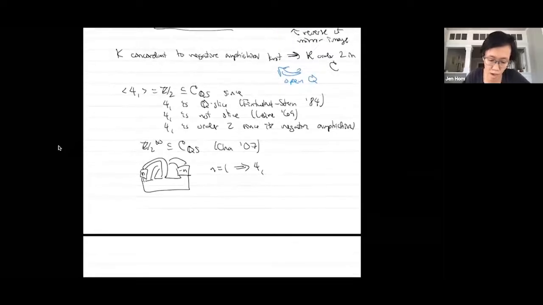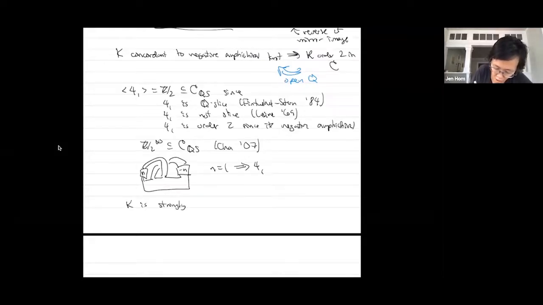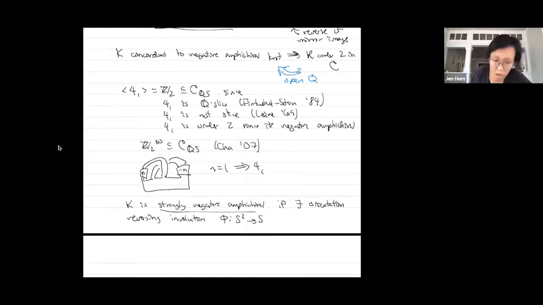All right. So I've talked about negative amphichiral knots. I also talk about strongly negative amphichiral knots. So we say that K is strongly negative amphichiral if there exists an orientation reversing involution phi that takes K to itself.